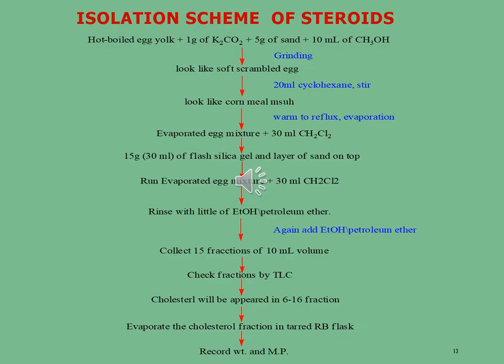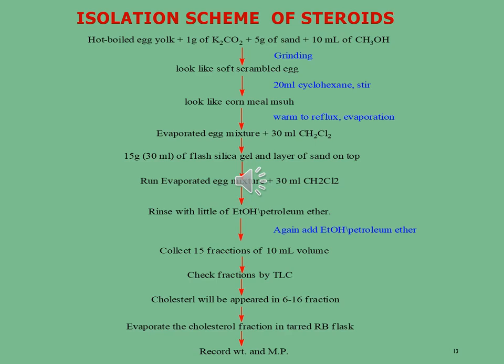After that, the whole column is eluted with 30 ml of methylene chloride. Now, it is rinsed with ethanol with the help of petroleum ether. After that, again, the elution is carried out with ethanol and petroleum ether in a specific ratio. So, in this way, from the column chromatography, we will get a total of 15 fractions and each fraction has 10 ml of volume. Now, each fraction is subjected to thin layer chromatography for the identification of the pure compound as well as for the presence of steroid molecules.